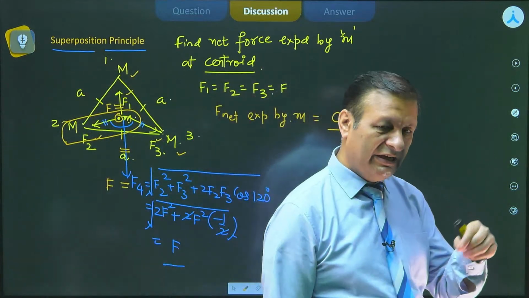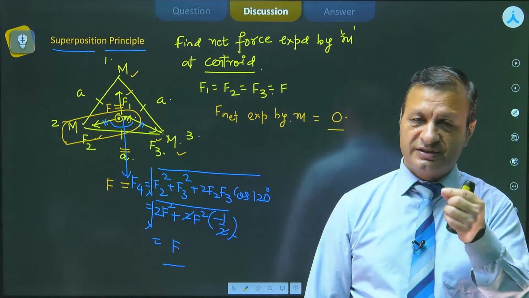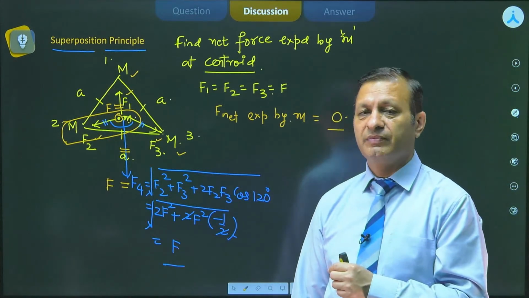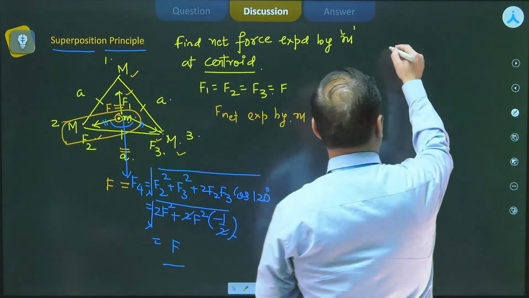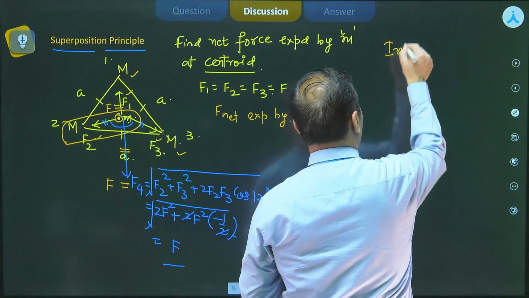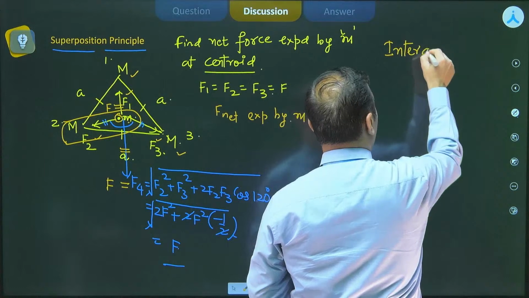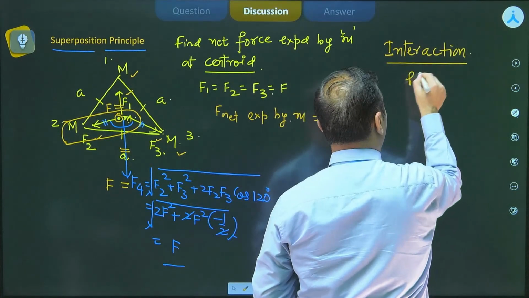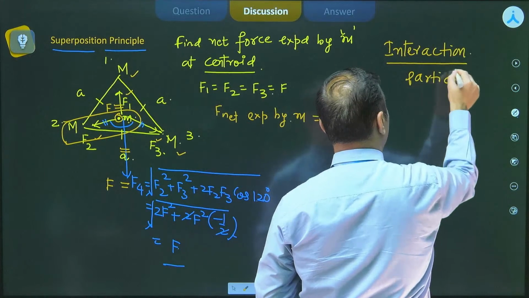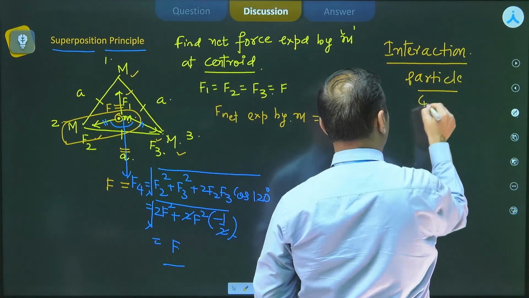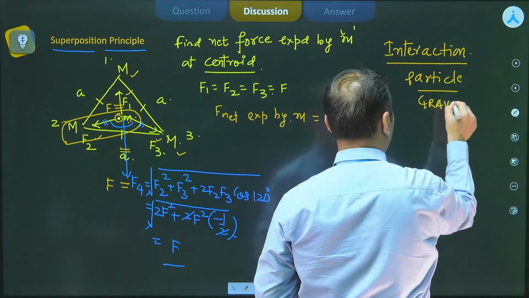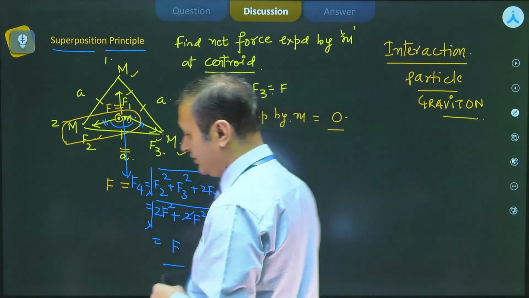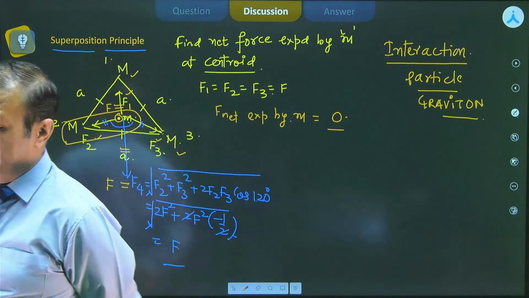Now when you talk about the mass interacting, there is one more point coming to my mind. What is the interaction particle? The interaction particle in the case of gravitational force is known as the graviton. So this is again one more feature we have added.